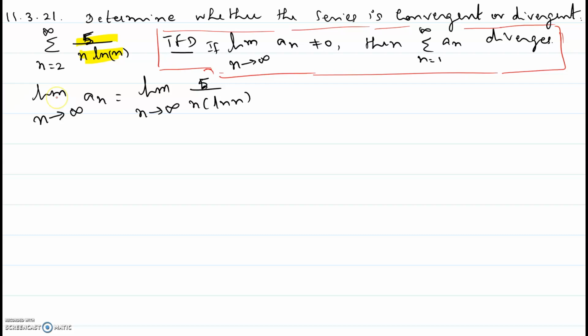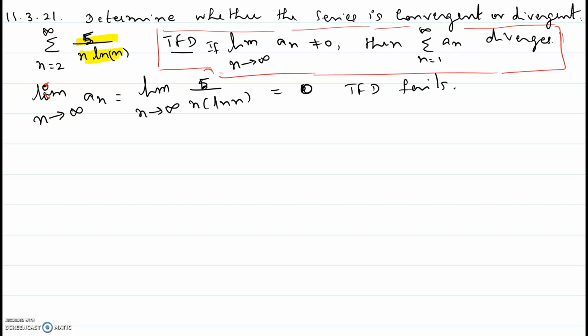So let's consider limit as n approaching infinity of a_n, which will be limit as n approaching infinity 5 over ln n. N approaching infinity, so n is large here, ln n would also be large, so 5 over infinity, this would be 0. So the test for divergence in this case fails. So we have to apply another test.